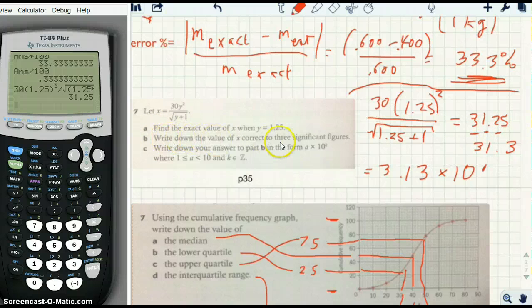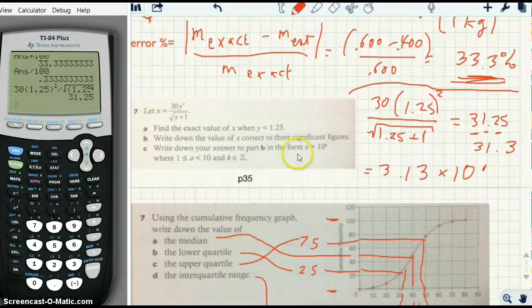B says write down the value of x correct to 3 significant figures. Well, the 3 significant figures would be 3, 1, and 2. Now, what do we do with the 2? Do we keep it or do we round it up? We're going to look at the next number, which is the 5. The 5 tells us we need to round it up. So instead of 312, it'll be 313. Keep the decimal there. So the answer to B would be 31.3.